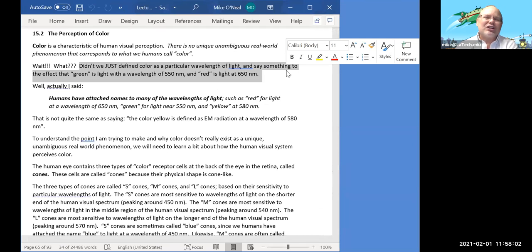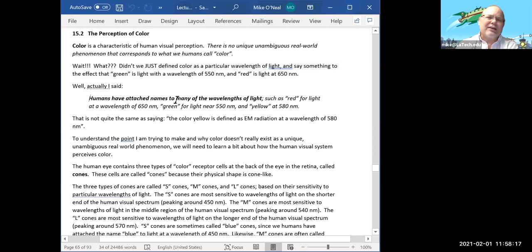So didn't I just tell you that, sure, light is something that's unique and unambiguous? It's a wavelength of electromagnetic energy. No, I didn't actually say that.